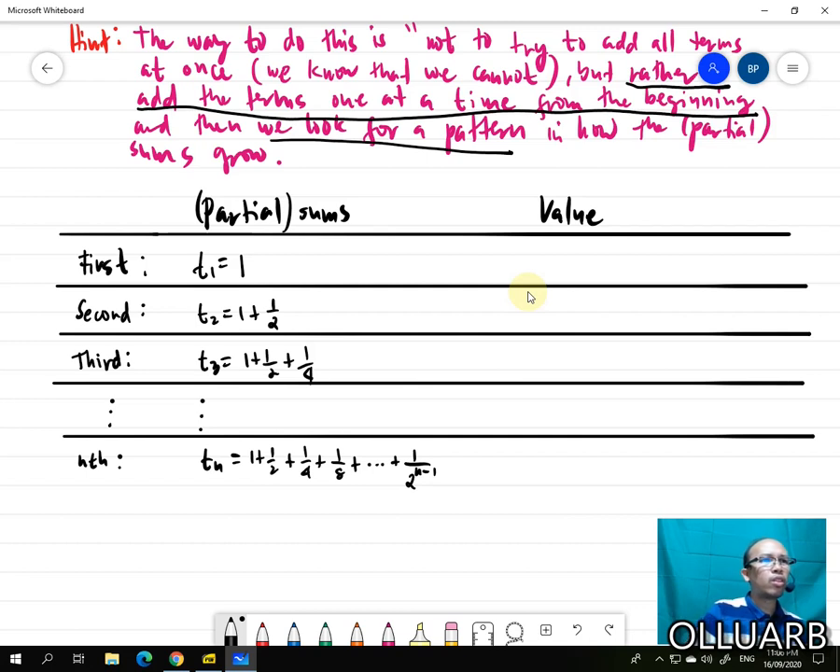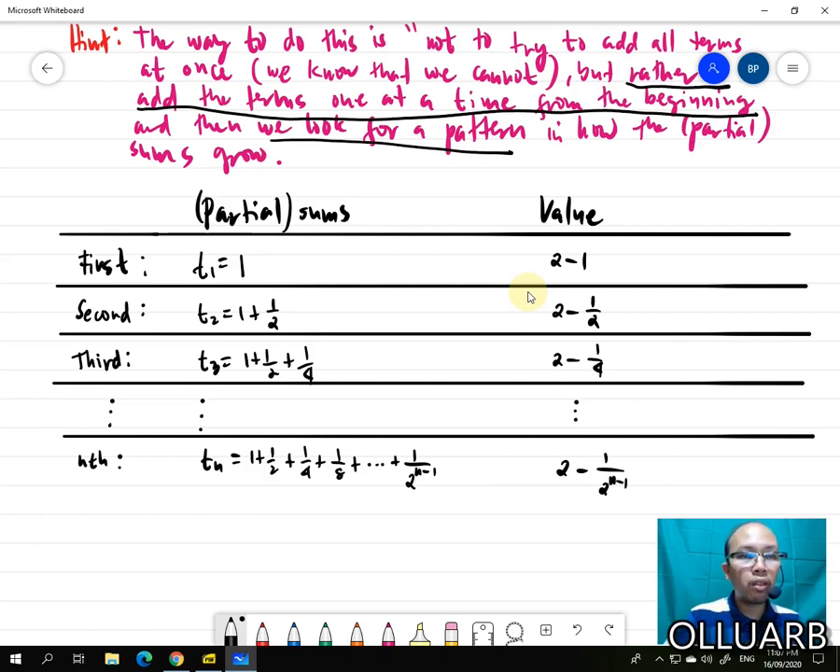Okay, so as you can see here, the value of the partial sum can be expressed as 2 minus 1, and for the second term we can express this as 2 minus 1/2. For the third one we have 2 minus 1/4, and as you can see here, there is a pattern. Actually, this is equal to 2 minus 1 over 2 to the n minus 1.